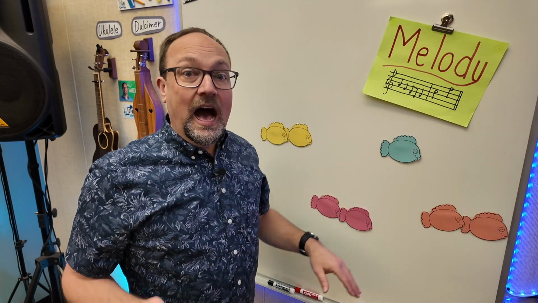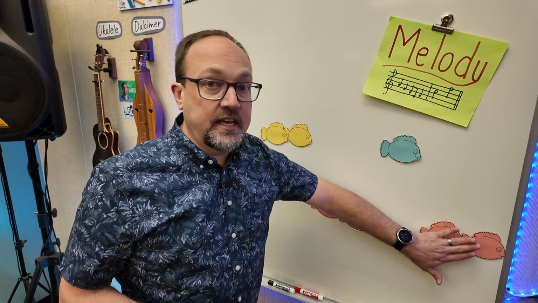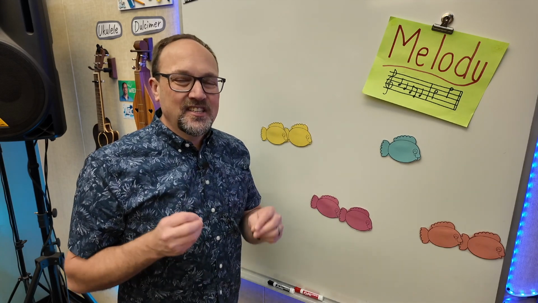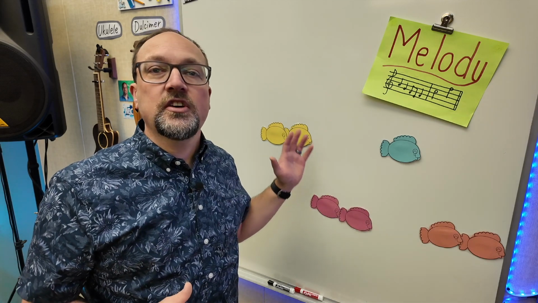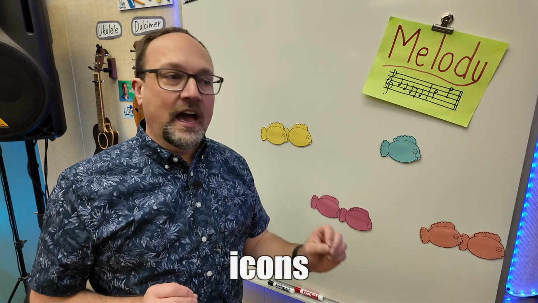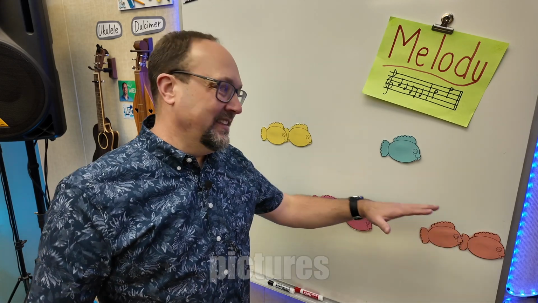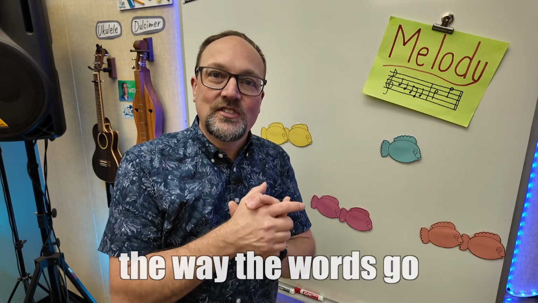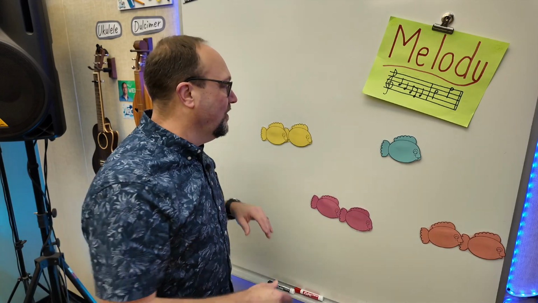Now in kindergarten, I absolutely do not teach so and me. I just want to get their musical brain ready to go for 1st grade when I am presenting so and me. So we're just looking at high and low, with icons, meaning pictures. We're not doing staff work, none of that. We're experiencing games, we're moving, and we're clapping the beat and clapping the way the words go. But for melody, we're starting to work on high and low.